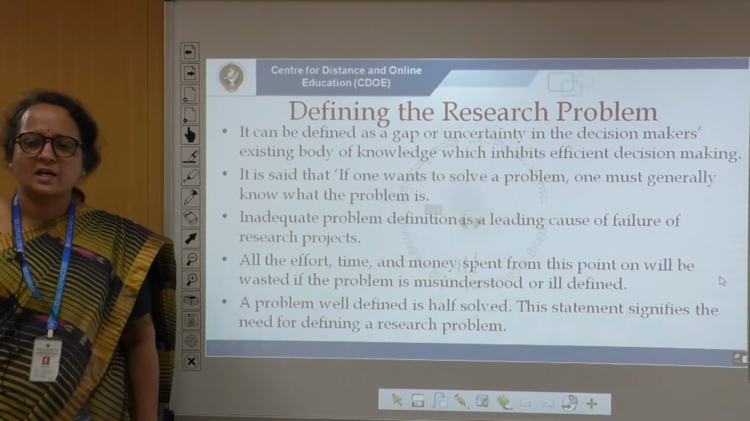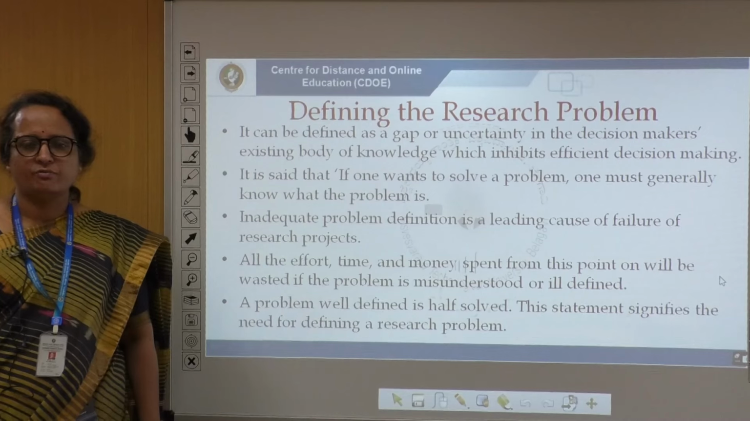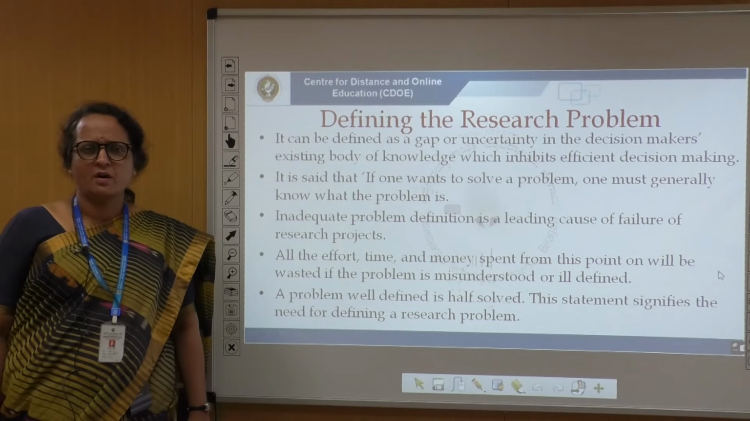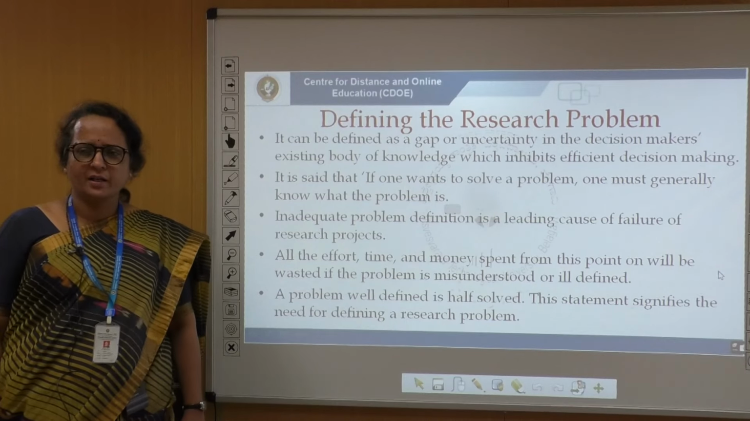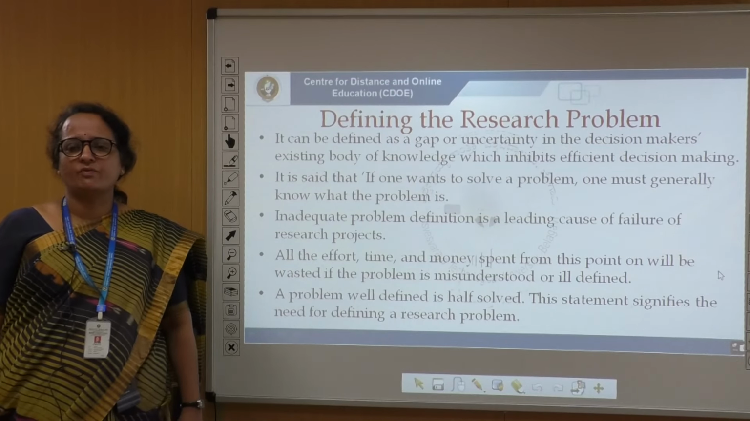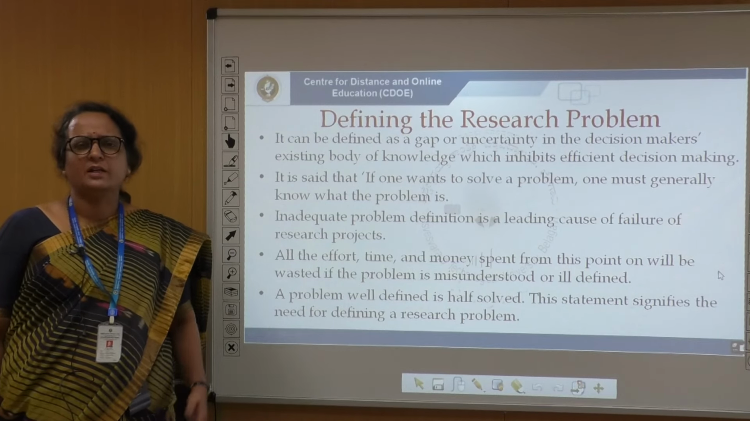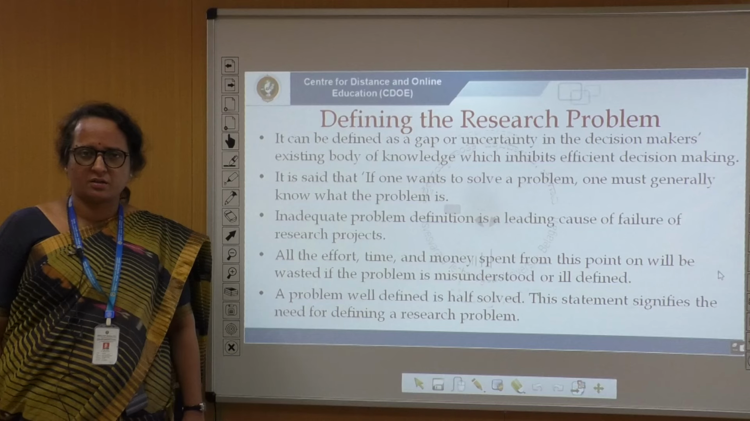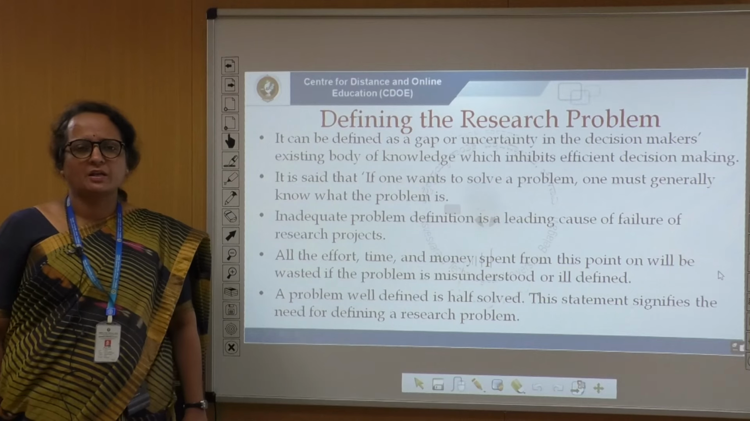Research problem is defined as a gap or uncertainty in the decision maker's existing body of knowledge which inhibits effective decision making. So research problem is any problem faced by the decision makers. It is a gap or uncertainty which the decision maker finds in his existing body of knowledge, which hinders the decision making capability of the manager. Or in other words, we can call it the decision dilemma faced by the decision maker. The decision maker is not able to take a decision. That is the problem faced by the manager in any organization.